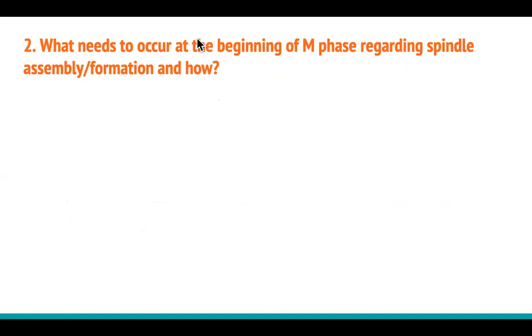Okay. Question 2. What needs to occur at the beginning of M phase regarding spindle assembly formation? I feel like this question's a little vague, actually. I was thinking probably you have to depolarize the microtubule network. That's what we're going for. Yeah, exactly. Hey, okay, maybe it's not that vague. Or maybe we're just on the same wavelength.